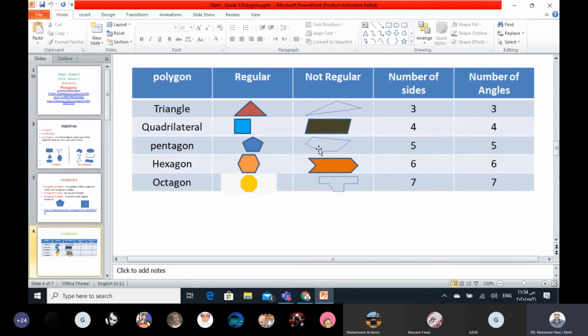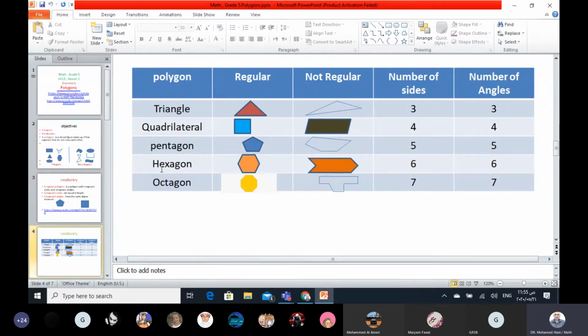But this figure is not regular. Why? Because we have different sides. We have different angles. So this is not regular. How many sides do you have inside the pentagon? We have 5 sides. And how many angles? Also we have 5 angles.